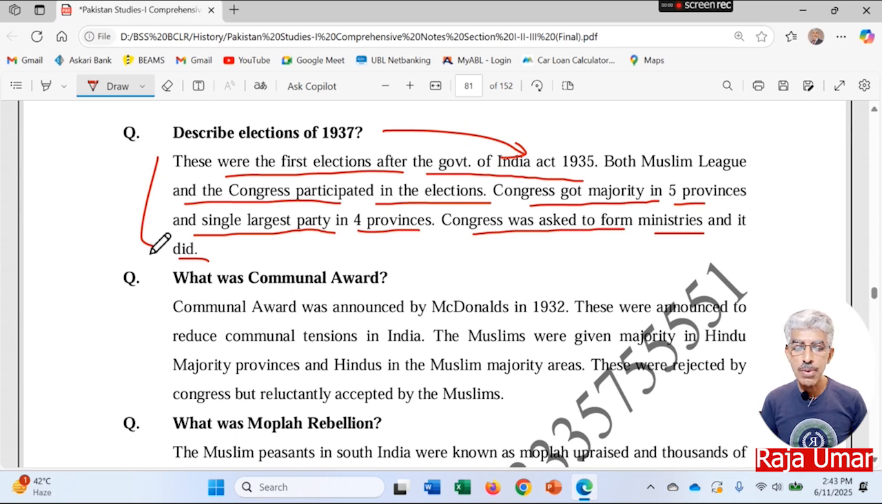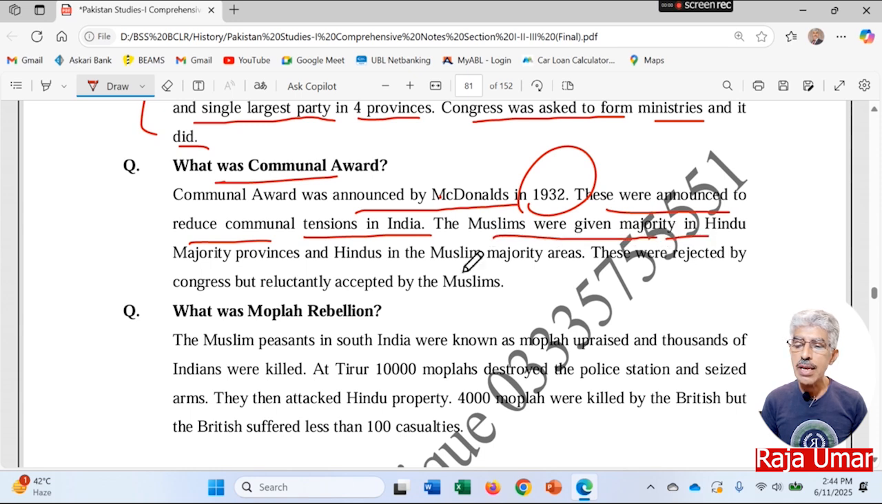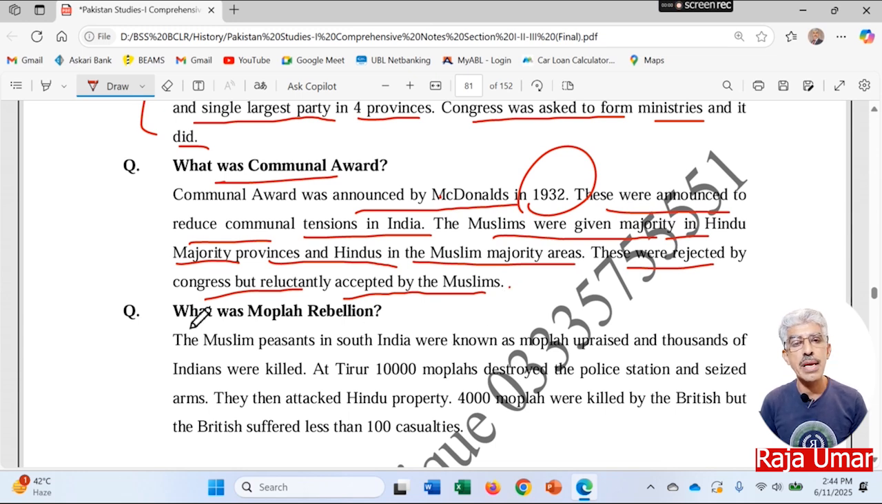What was the communal award? The communal award was announced by Lord Macdonald in 1932. It was announced to reduce the communal tensions in India. The Muslims were given a majority in Hindu majority provinces and Hindus in the Muslim majority areas. These were rejected by Congress but reluctantly accepted by Muslims, as Muslims were losing their majority in the Muslim majority areas and that majority was to be awarded to the Hindus.